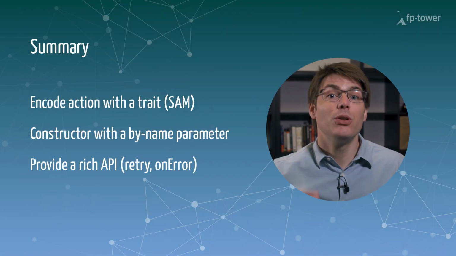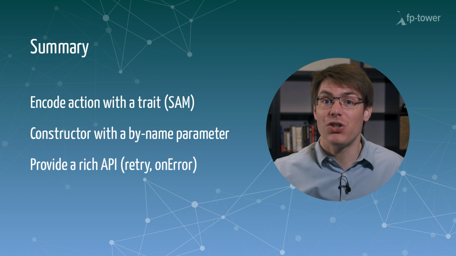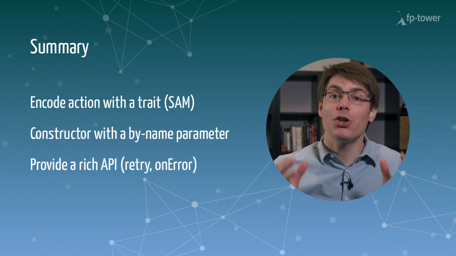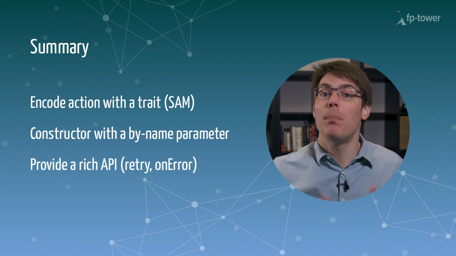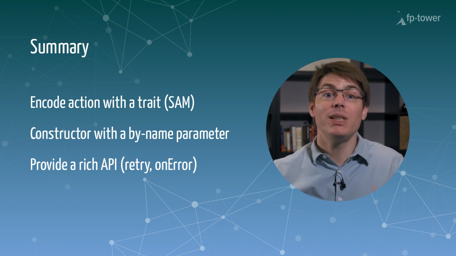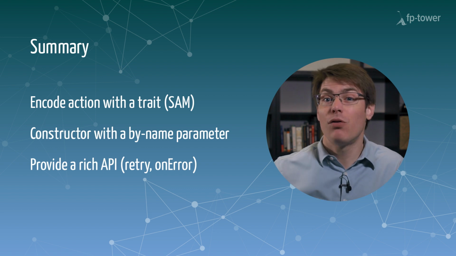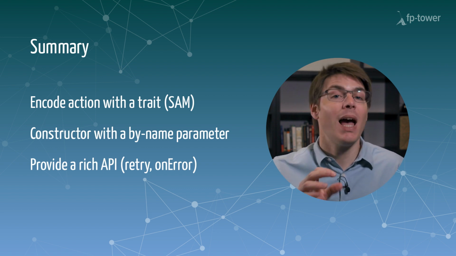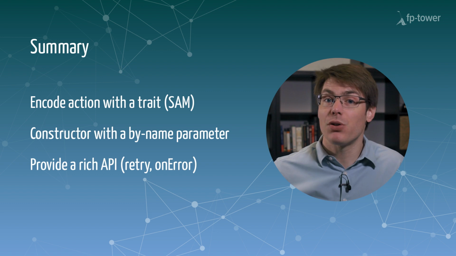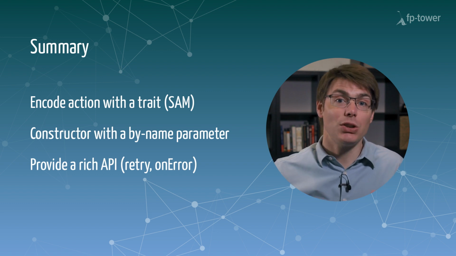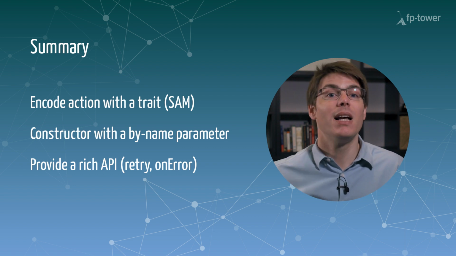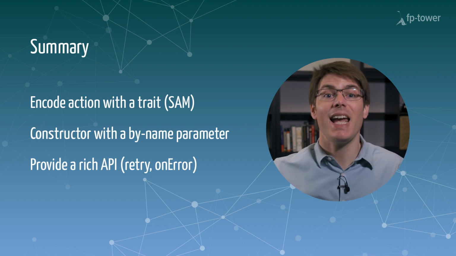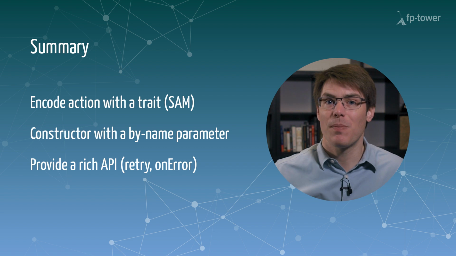In summary, today we have seen how to encode actions in Scala. We use the trait with a single method and a constructor with a byname parameter. So it's similar to try and future from the standard library. At the moment, this encoding is rather verbose, but we will discuss that soon it will help us to develop a rich and powerful API that will support error handling and asynchronous execution.